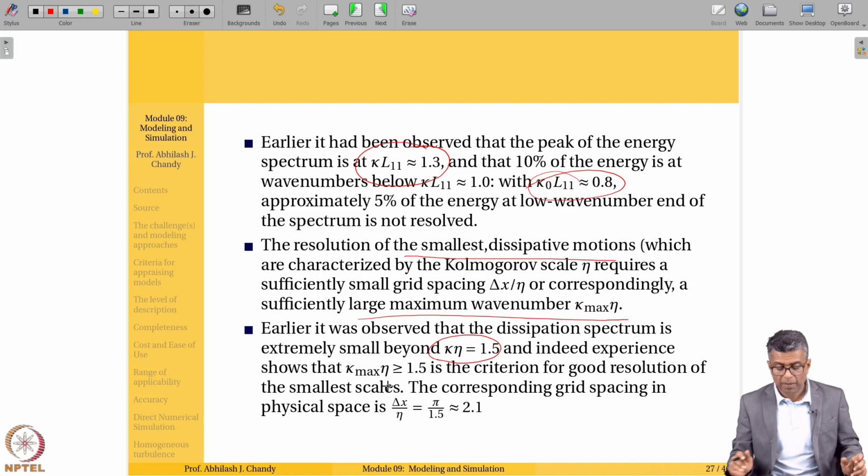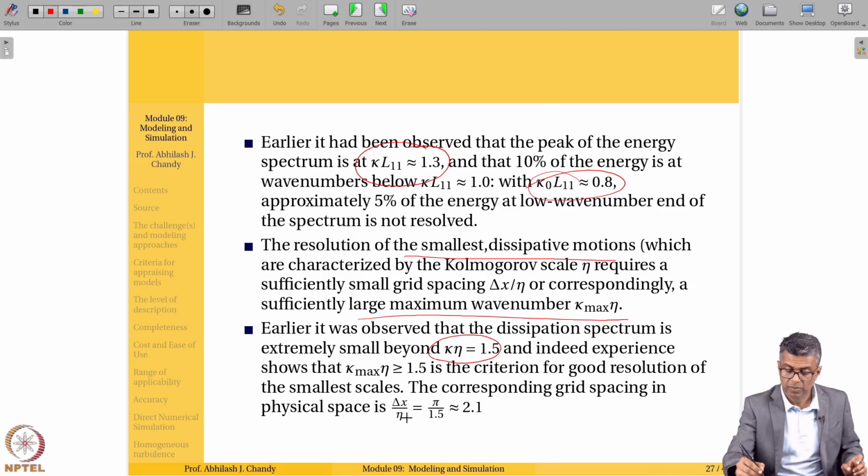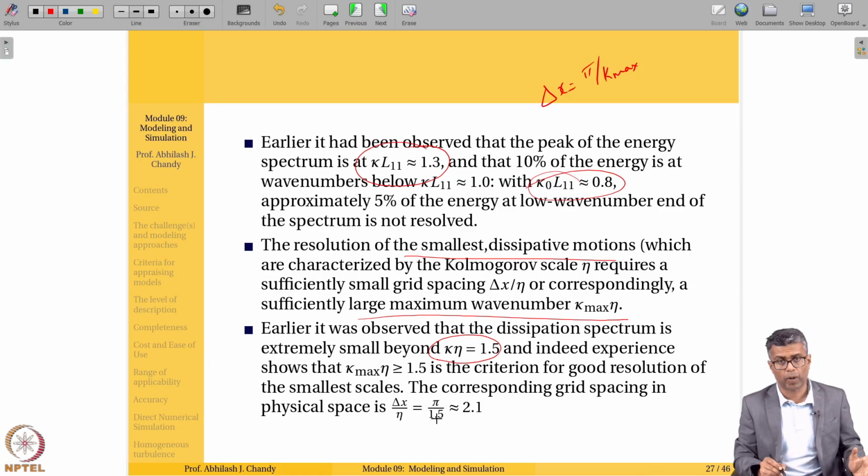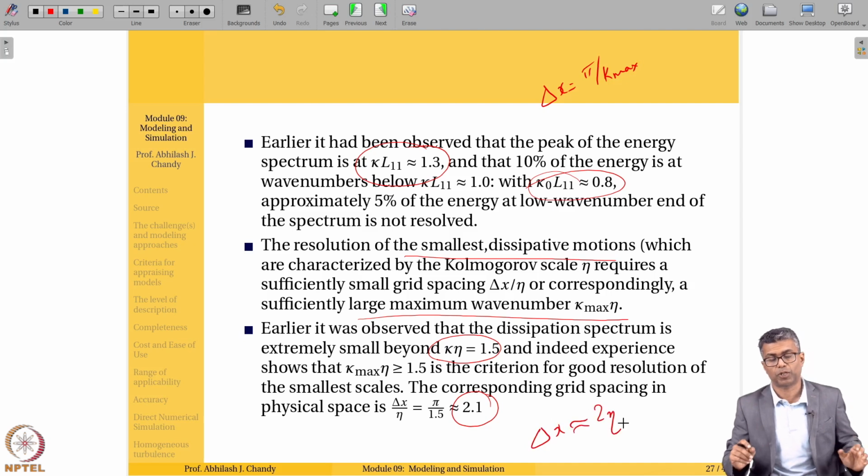So that means if you do a grid spacing analysis, then delta X over eta, now delta X is going to be pi over kappa max, okay? Delta X is pi over kappa max, we saw that earlier. If I substitute that there, then I have pi over kappa max eta, and kappa max eta is greater than or equal to 1.5. So pi over 1.5, which is approximately 2.1, which means your delta X should be approximately equal to 2 times eta in order to capture all the scales.